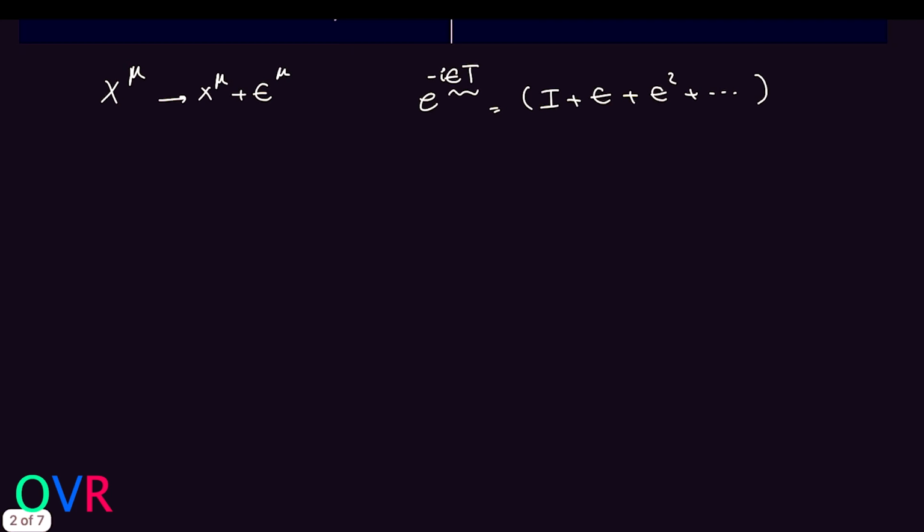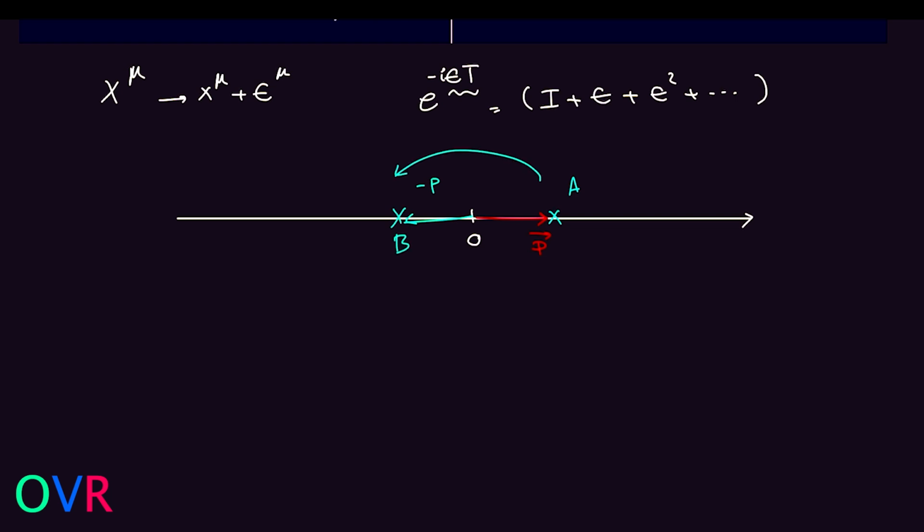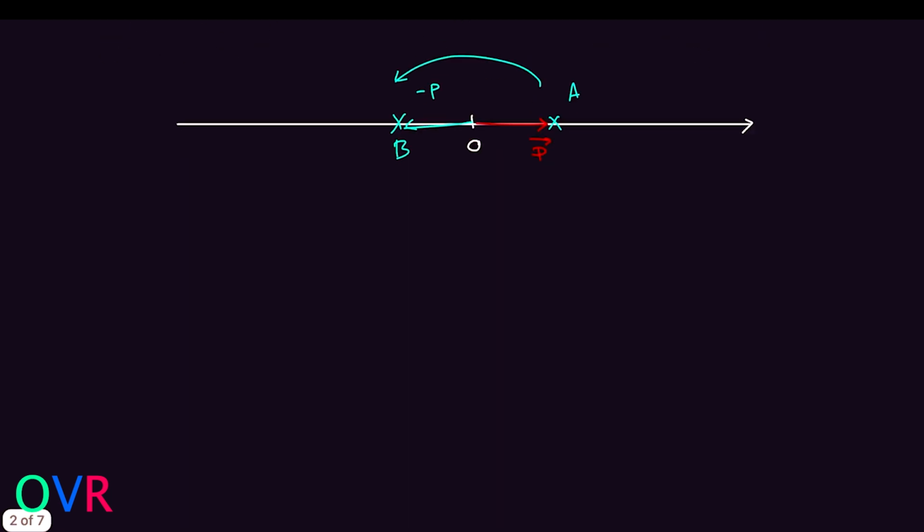It is easy to see, because imagine the origin here, and then you have a vector p. Imagine I'm talking about momentum, and then you flip it into minus p, and you jump from point A to point B, and there is no continuous connection between these two points. There is another reason they are fundamentally different from continuous transformations: the square of these transformations is equal to the identity operator.